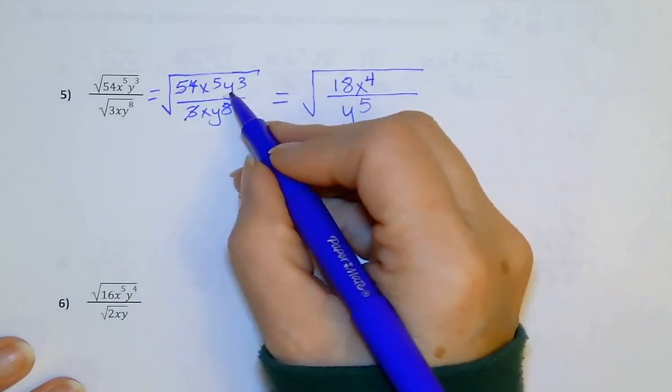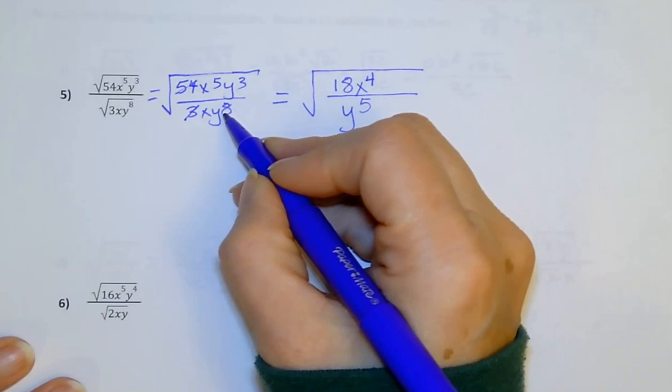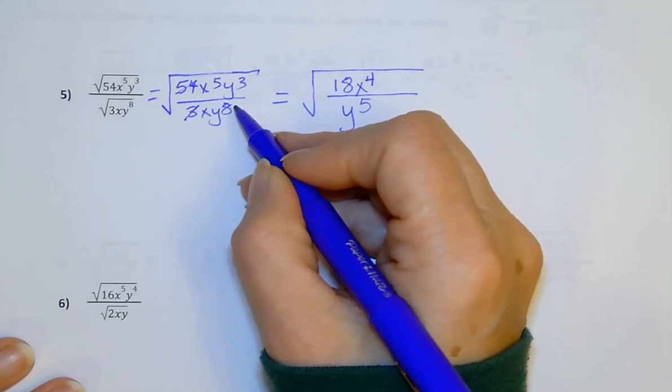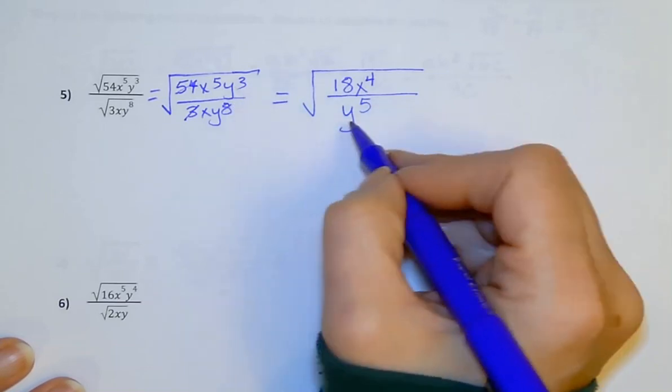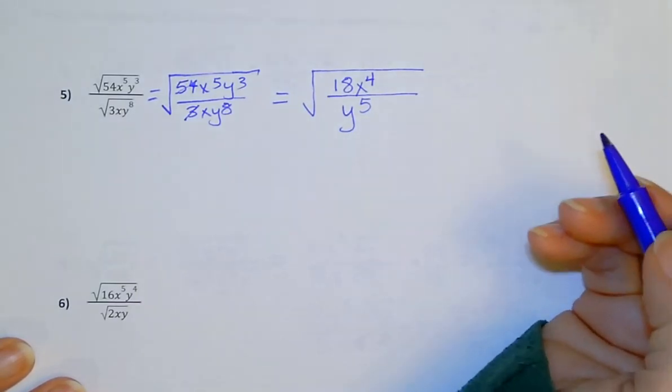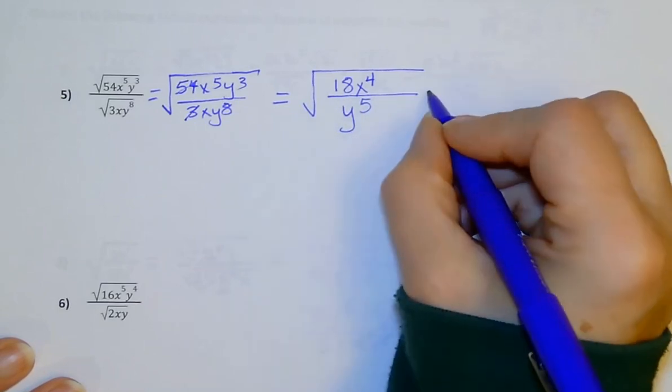Okay, this is also y to the 3 over y to the 8, which is y to the 3 minus 8. y to the 3 minus 8 would be y to the negative 5. And then you can put that back in your denominator to make it have a positive exponent. Okay, now I see that I can simplify this.